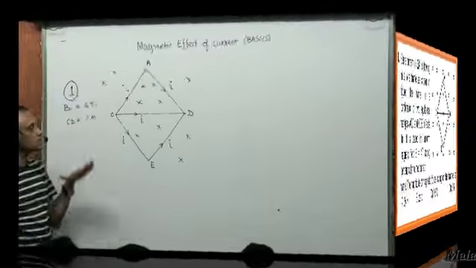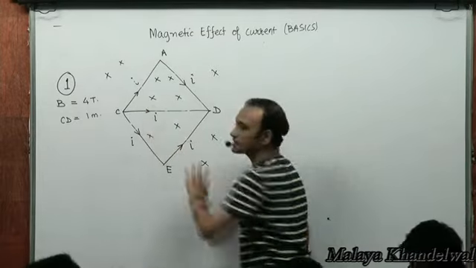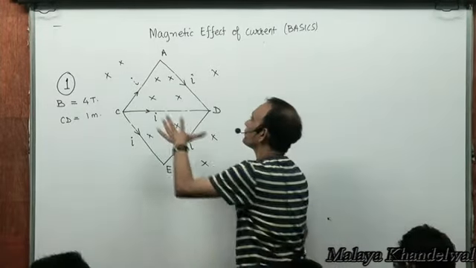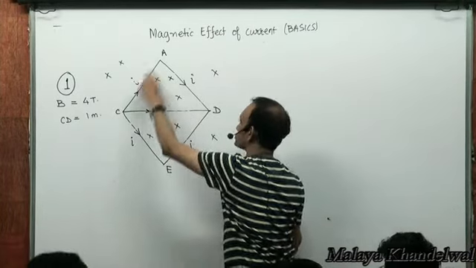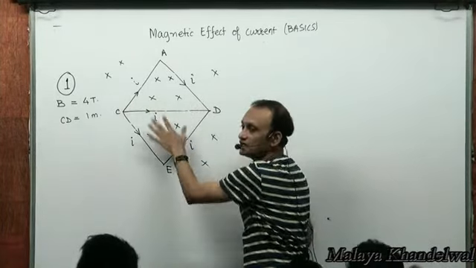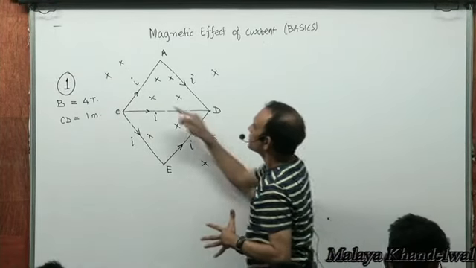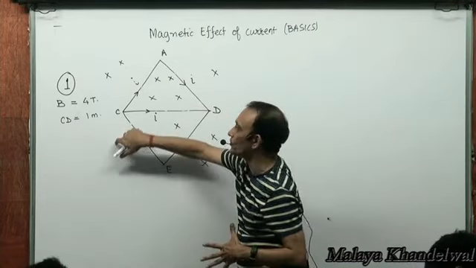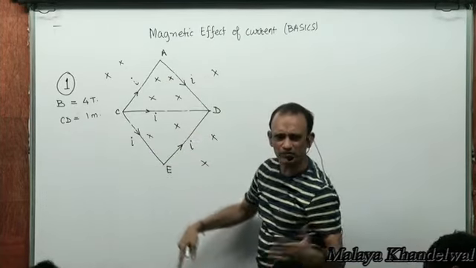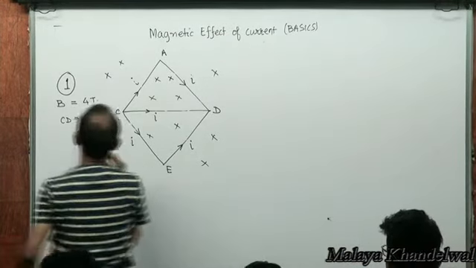Aspect of current basics. The first problem of the sheet is about a frame of this kind. This is a frame which is constituted out of two equilateral triangles ACD and CDE, side being 1 meter each. And in every element of this frame, a current I is flowing. I is given to be 2 amps.